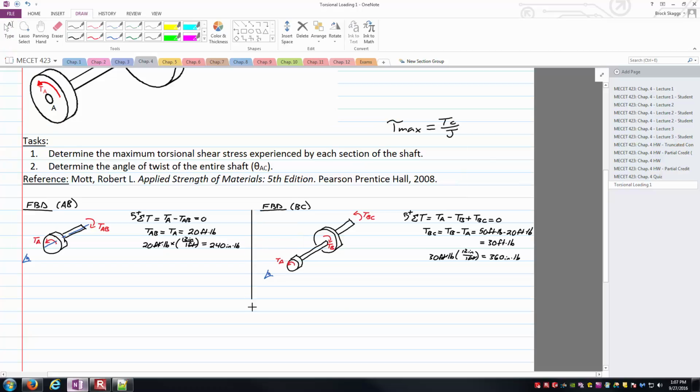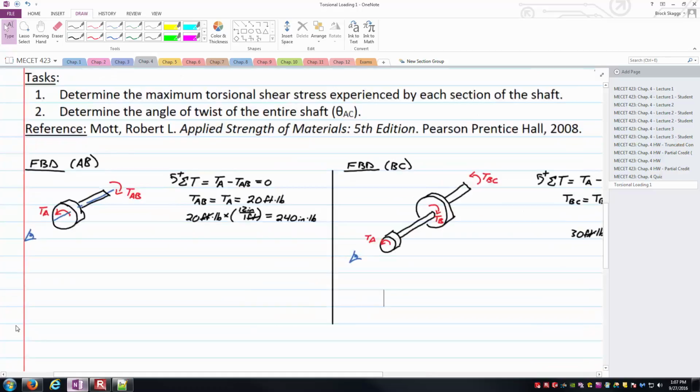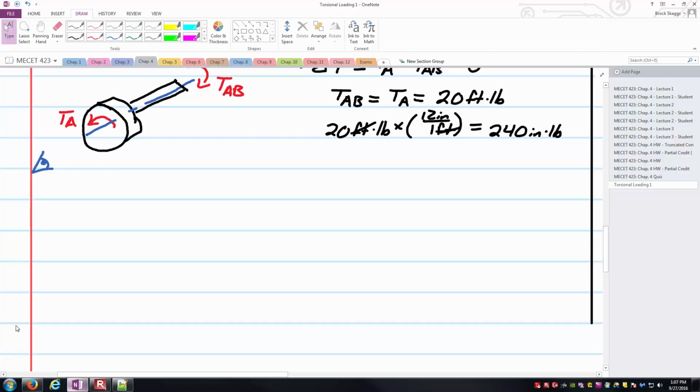So I'm actually going to extend this line down a little bit farther, and we should be able to calculate the tau max value for AB and for BC. And so here I'll first do it for AB. And we'll say, well, tau max is TC over J is our starting equation. Well, the T we know, that's the torque in AB. The C is just the radius. This is a solid circular cross-section, so I'm just going to write diameter over 2.